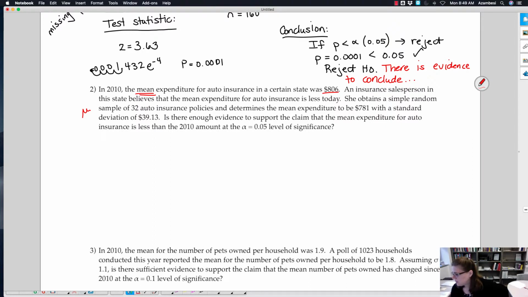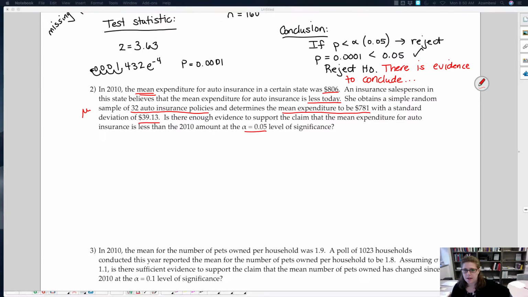An insurance salesperson in the state believes that the mean expenditure for auto insurance is less today. Just going through and highlighting the important words. She obtains a simple random sample of 32 auto insurance policies and determines the mean to be 781 with a standard deviation of 39.13. Is there enough evidence to support the claim that it is less at the alpha of 0.05 level?